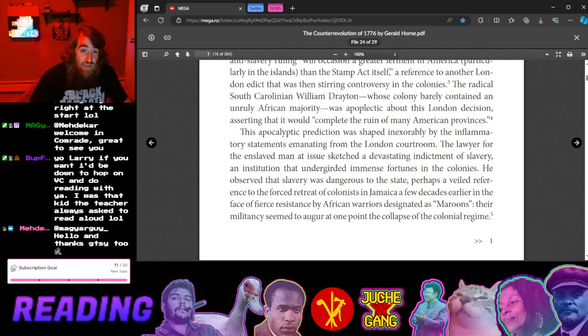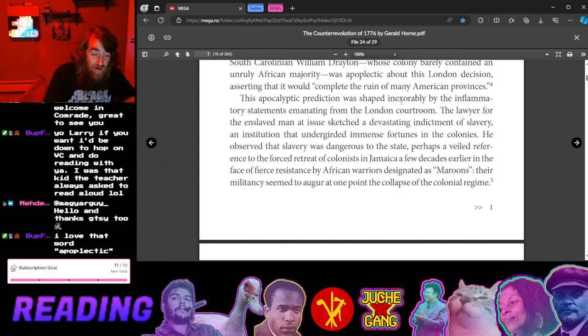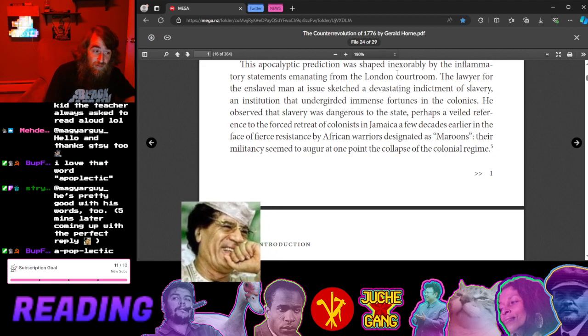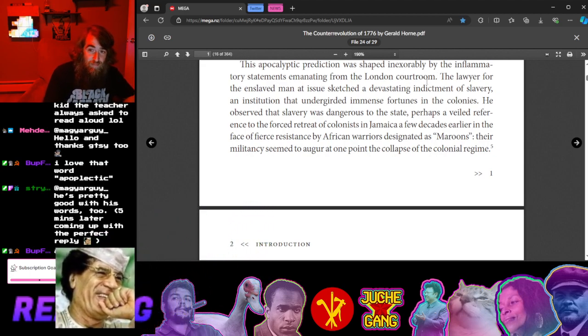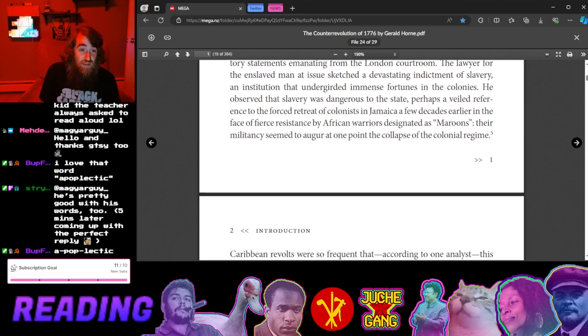The radical South Carolinian William Drayton, whose colony barely contained an unruly African majority, was apologetic about this London decision, asserting that it would complete the ruin of many American provinces. This apocalyptic prediction was shaped inexorably by the inflammatory statements emanating from the London courtroom. The lawyer for the enslaved man at issue sketched a devastating indictment of slavery, an institution that undergirded immense fortunes in the colonies. He observed that slavery was dangerous to the state, perhaps a veiled reference to the forced retreat of the colonists in Jamaica a few decades earlier, in the face of fierce resistance by African warriors designated as Maroons. Their militancy seemed to augur, at one point, the collapse of the colonial regime.